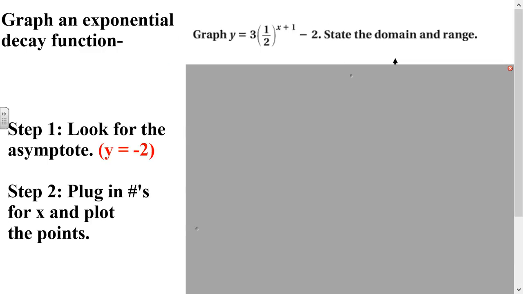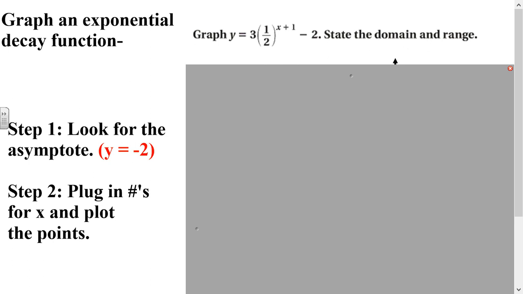Now when we're graphing an exponential decay function, this is the same as graphing an exponential growth function. Really the only way to do it is to plug in numbers for x and plot the points. Now they want us to state the domain and range. And when we're graphing exponential functions, they kind of make that banana shape, and they always flatten out at a certain point called the asymptote. So first what we're going to do is look for the asymptote.